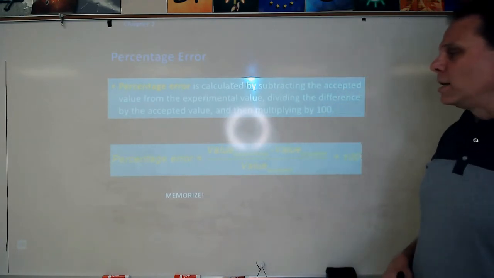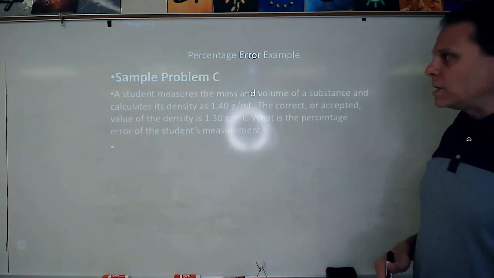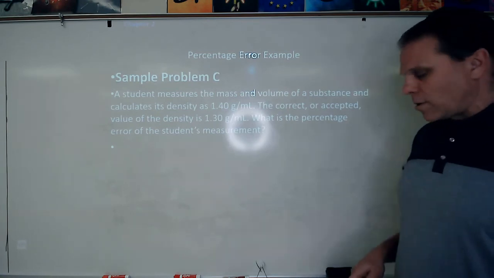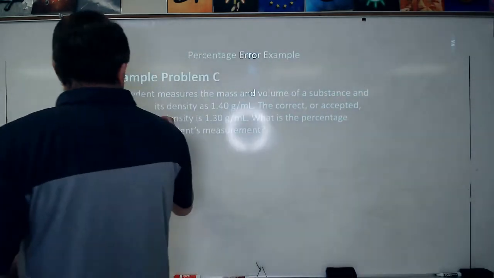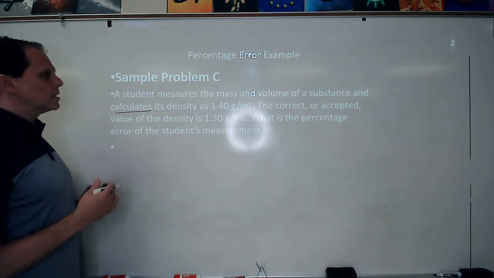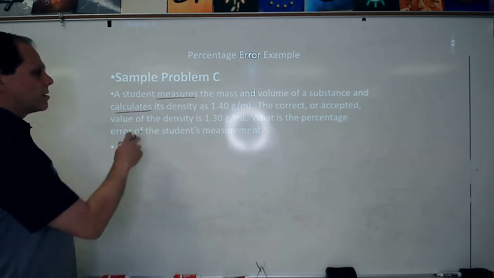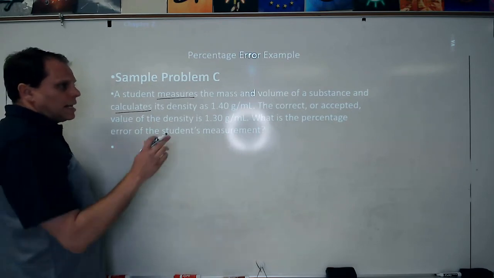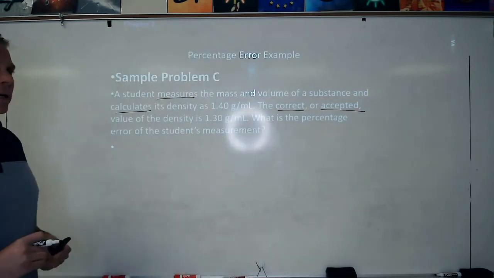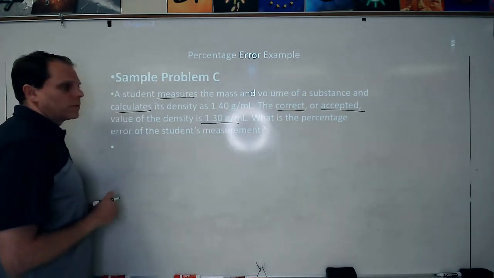So what does this formula look like in action? Let's see if we can do a sample problem. A student measures the mass and volume of a substance and calculates its density as 1.40 grams per mL. Hey, key word here, calculates. This is an experiment, right? He measured and he did a calculation, and we have done some research and we have an accepted value or a theoretical value of 1.30.